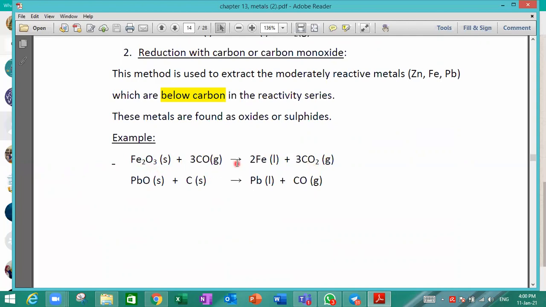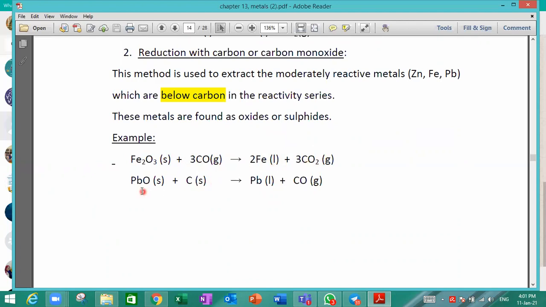So the iron oxide will be reduced to iron, and this is liquid. Here, this L means liquid. It's not the oxidation state of iron. It's iron metal, but in the form of a molten state liquid, and the carbon monoxide will be oxidized to form carbon dioxide.